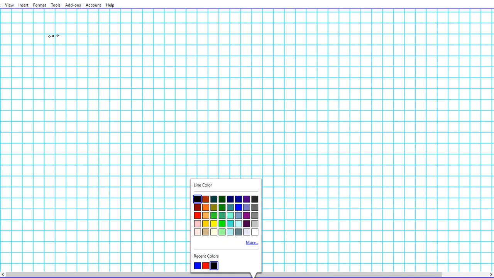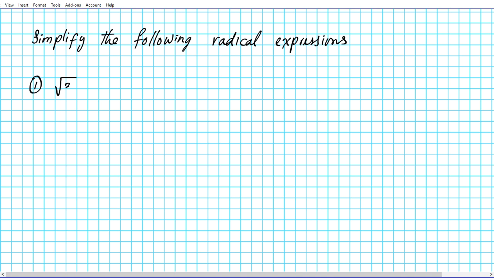Alright, the instructions for the examples that we're going to be doing are as follows. Simplify the following radical expressions. So let's say for number 1, we are asked to find or simplify the square root of 32. Okay, so just deal with a constant this time.